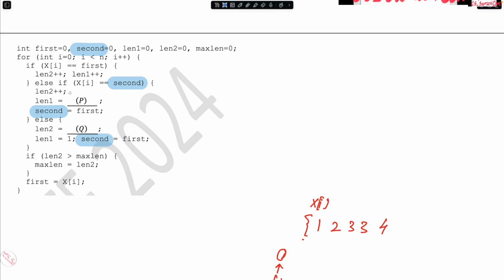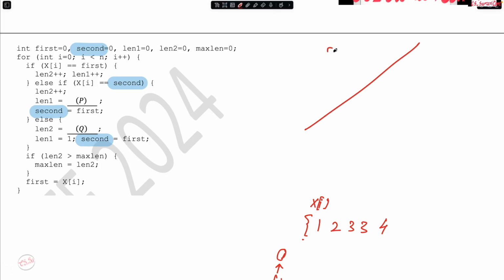So now we can say second is assigned the value of first. These two are exactly the same, and they are the only assignment operations performed on second. Both of them are doing what? They are basically storing the value of first in second, and they are doing this inside if blocks. So is there a kind of distinction that we can draw?